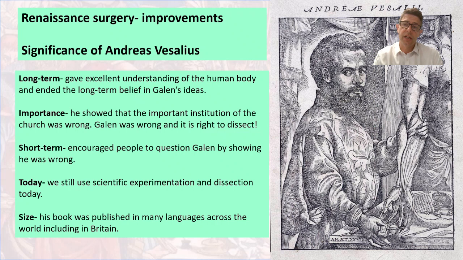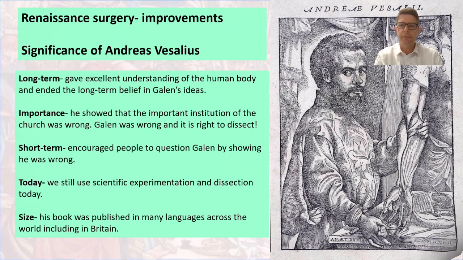Vesalius has said it's not made in the liver, and it doesn't go through the heart, so there's a mystery to be solved. Today we still use the scientific experimentation, his knowledge on anatomy, his dissection ideas to investigate. So he's an inspiration for investigation. And obviously size and scale, his books were published in many languages. Around the world his books and ideas went, so really important in terms of size and scale.